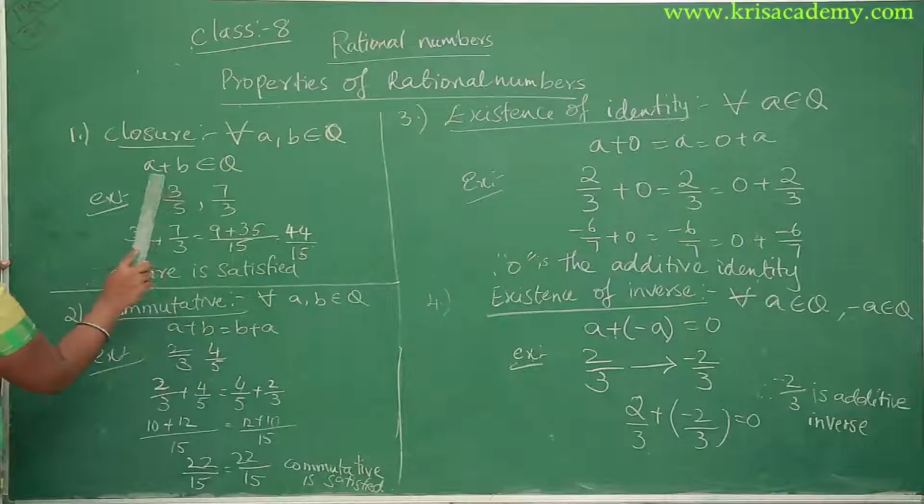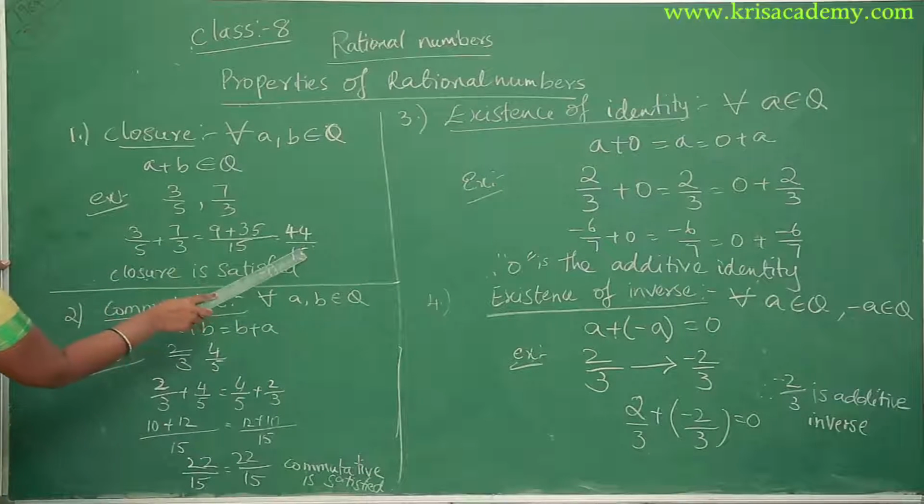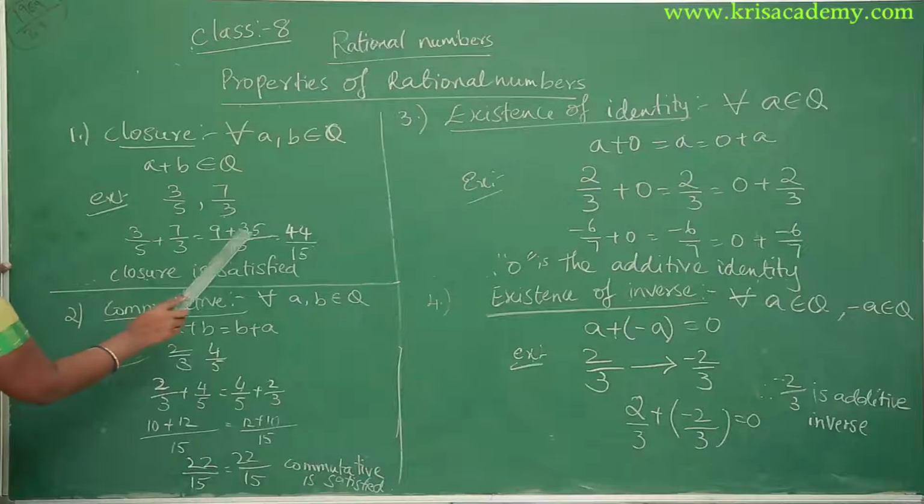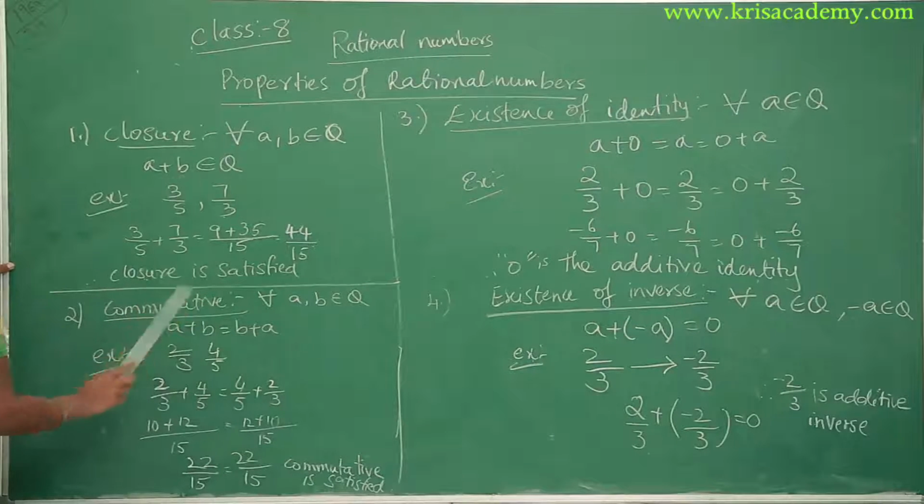So closure is satisfied. Simple. When we add 2 rational numbers, the answer should be a rational number. What is the process of adding? Like fractions only. 5 3s are 15, 3 3s are 9, 7 5s are 35, 9 plus 35 is 44 by 15. So closure is satisfied.